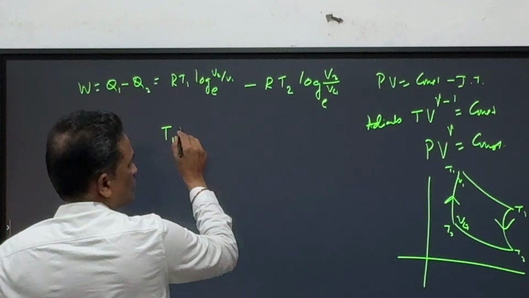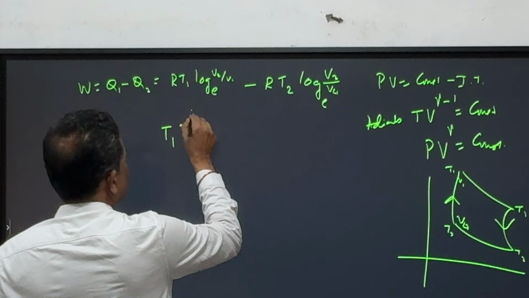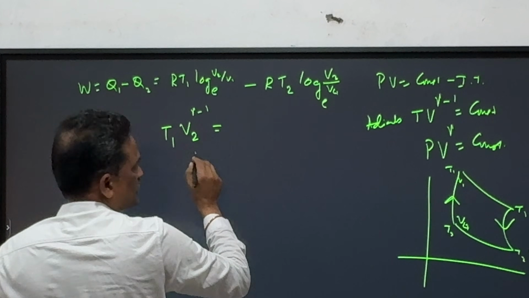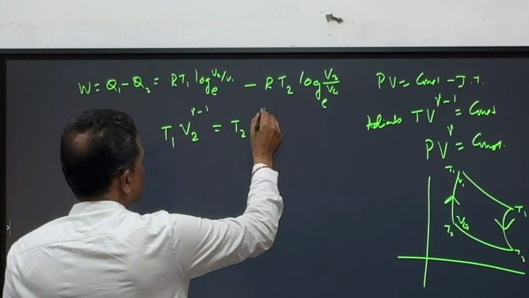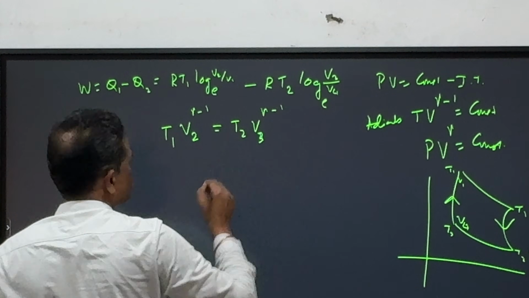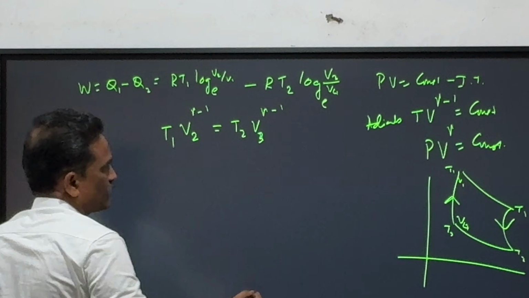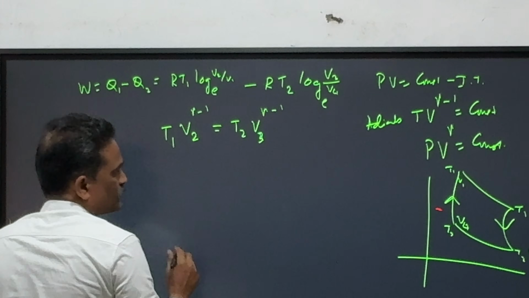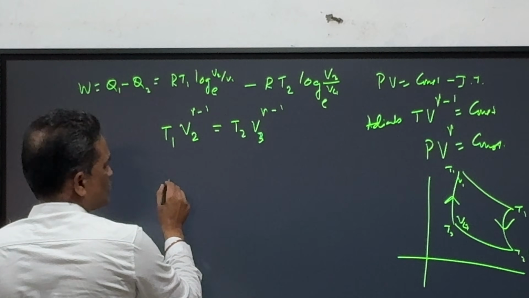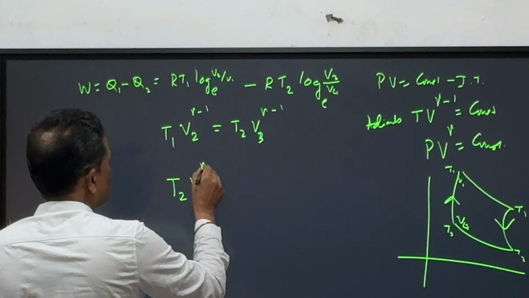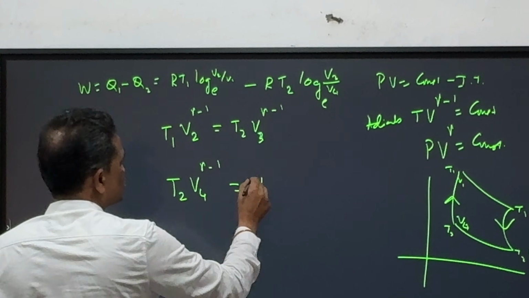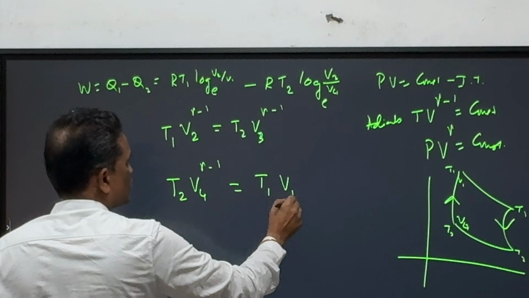So apply this. T1 V2 to the power of gamma minus 1 is equal to T2 V3 to the power of gamma minus 1. This is one equation. For the other one, I can write T2 V4 to the power of gamma minus 1 is equal to T1 V1.